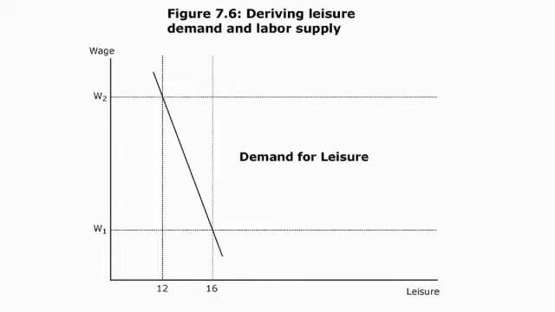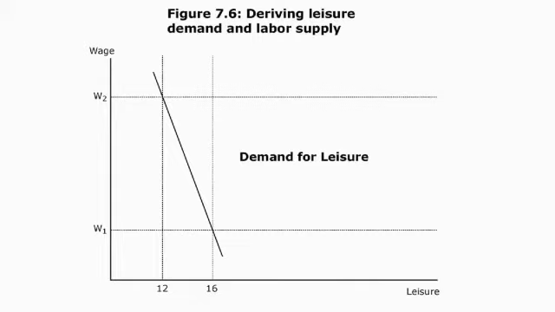Now their wage goes up to W2. They choose to take 12 hours of leisure and therefore work 12 hours. So this is someone who works harder when the wage goes up. That is, the income effect does not offset the substitution effect.